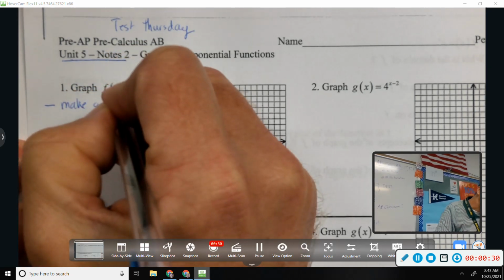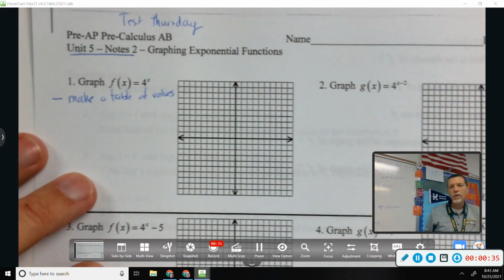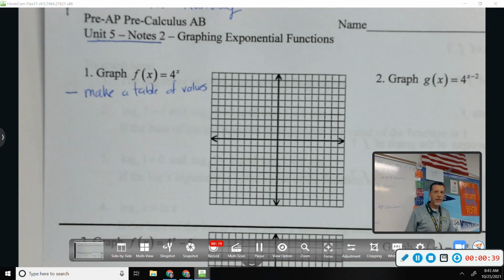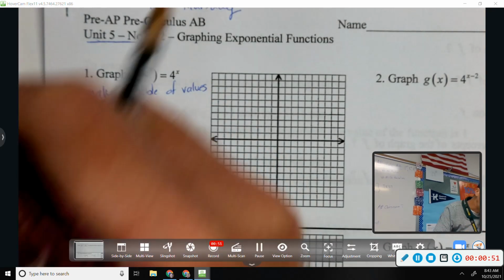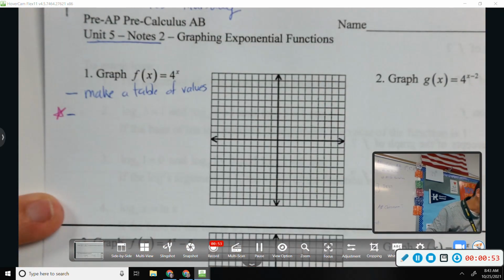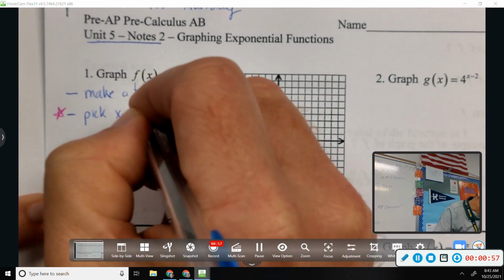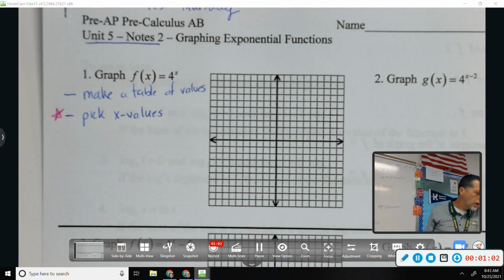Make a table of values. When in doubt, that's always a good strategy for graphing. If you don't know what something looks like, make a table of values. Basically you make a table of values big enough until you understand what the graph looks like. But the smart way to make a table of values for exponents, so this is the only new information part of the notes.